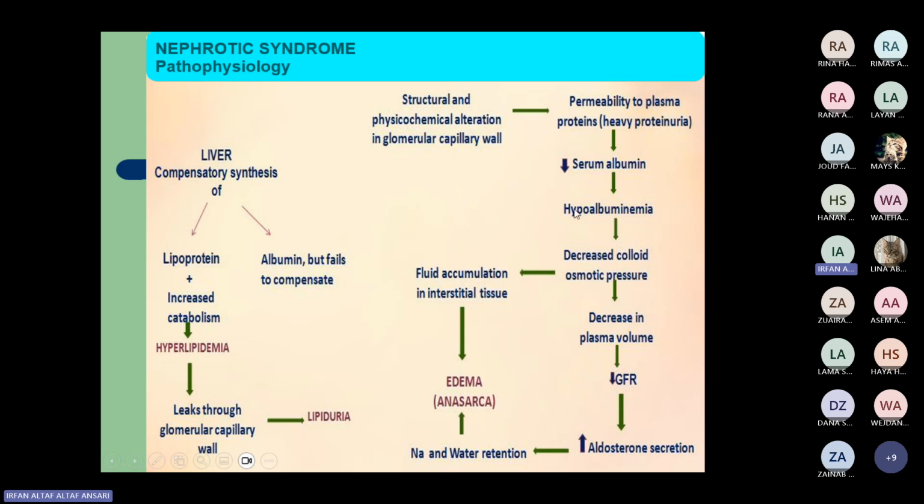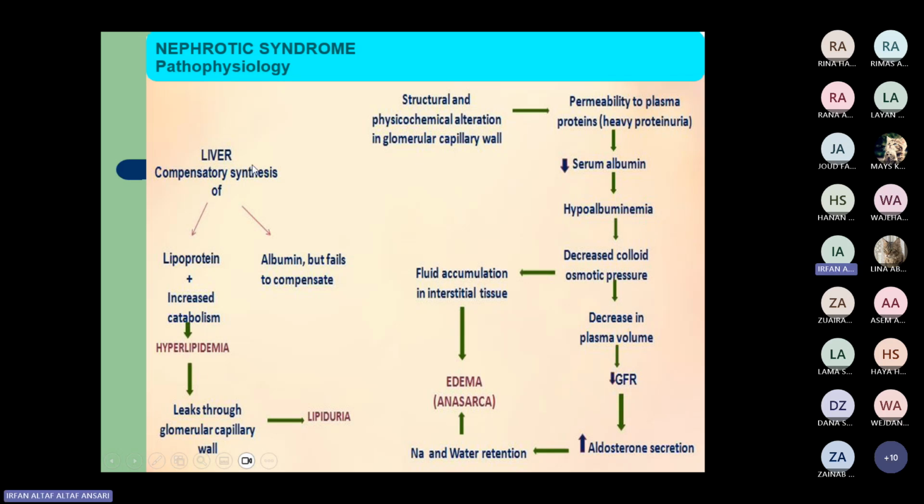So there are two mechanisms. One is this one, hypoalbuminemia causing decreased colloid pressure and fluid accumulation in the interstitial spaces, edema. This will in turn lead to decreased plasma volume, decreased GFR, increased aldosterone secretion, and aldosterone causes sodium and water retention. Again, there is edema. What happens in the liver?